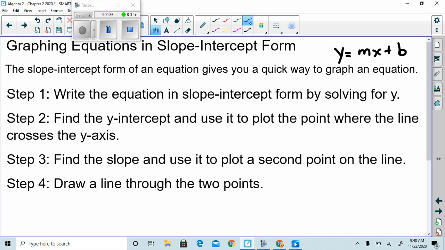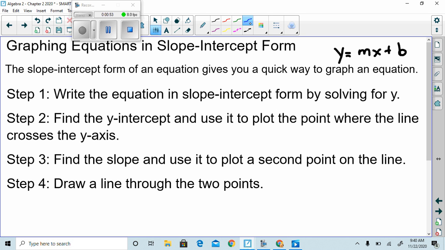No table of values, no finding x or y. If it's in the right form, we'll be able to identify two key pieces of information and graph. So first off, the line has to be in slope-intercept form. If it's not, we'll rewrite it, and we've done that before.